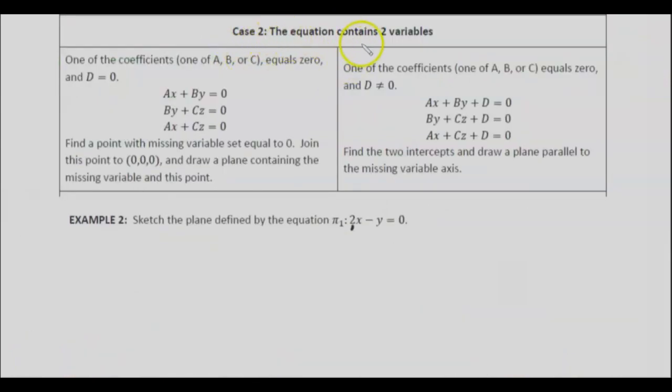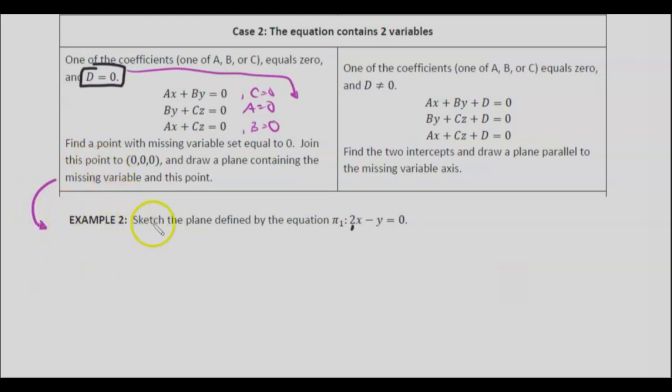Okay, now case 2, the equation contains two variables. So one of the coefficients, one of either a, b, or c equals 0, and then d equals 0. So we're going to have an a and a b but no c, a b and a c but no a, or an a and a c and no b, right? Obviously this one would be b equals 0, this one would be a equals 0, and this one would be c equals 0. And then of course all of them d equals 0. So find a point with the missing variable set equal to 0, and join this point to 0, 0, 0, and draw a plane containing the missing variable and this point. Okay, this is used in example 2.